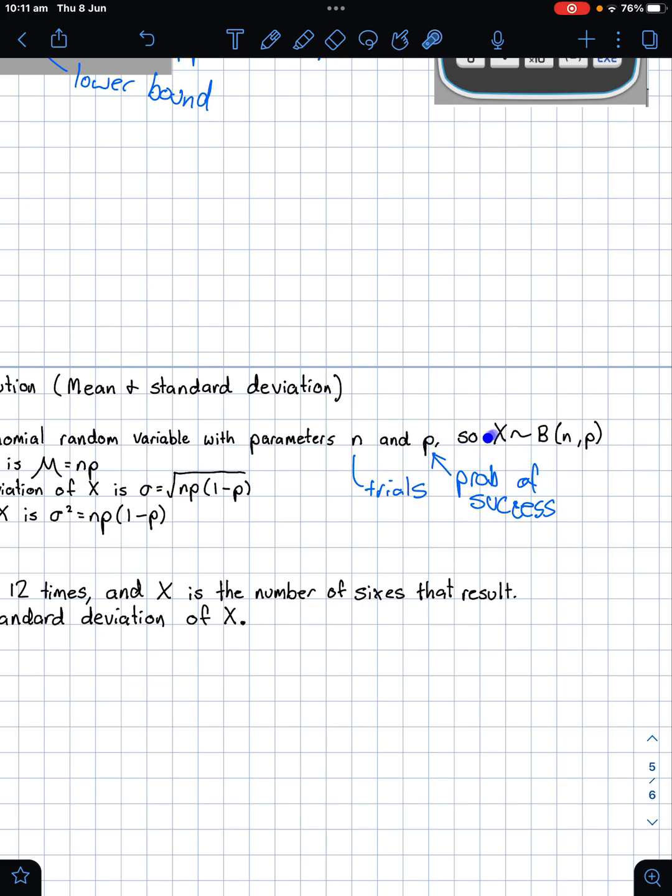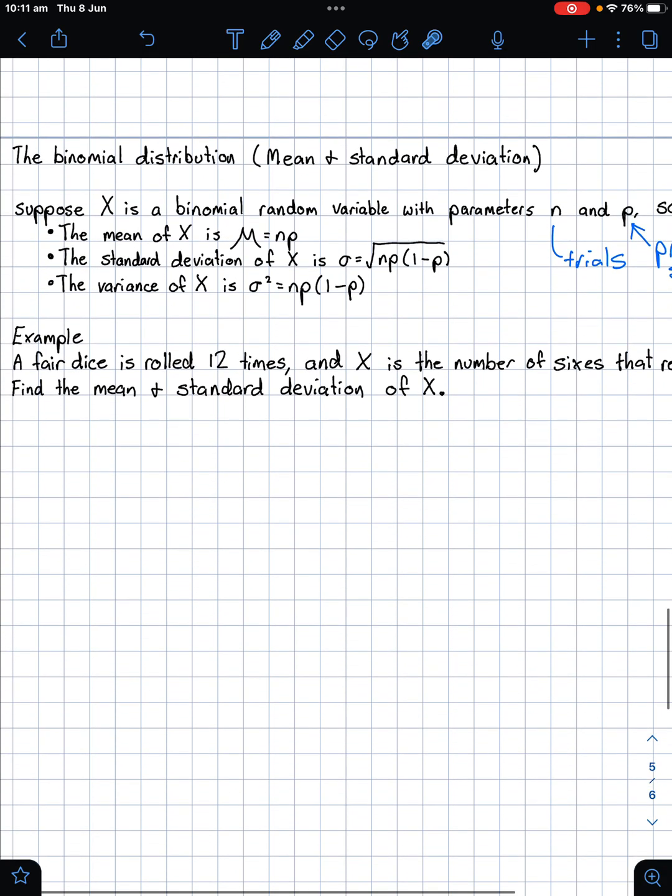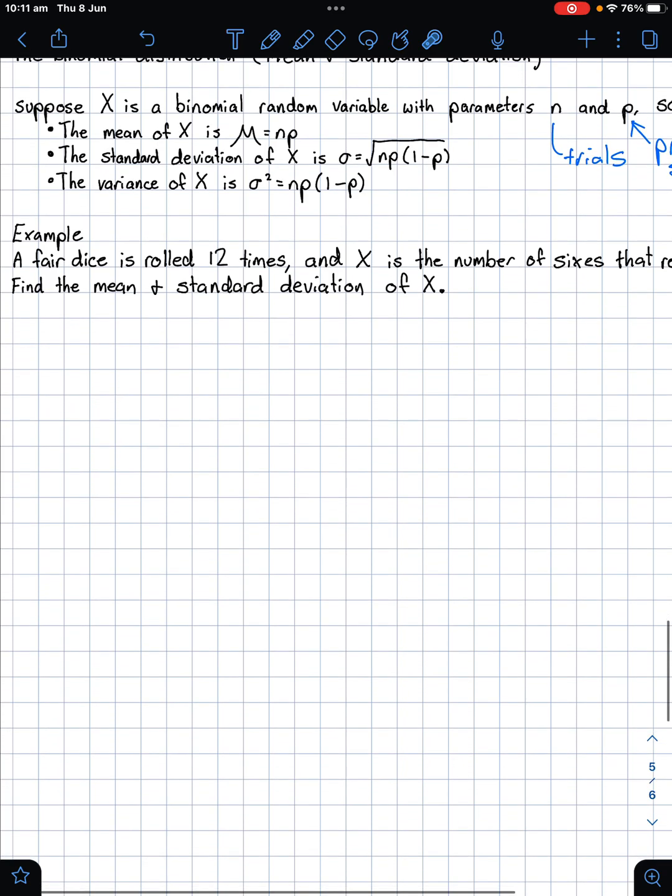Okay, so x is distributed as a binomial distribution with n trials and probability of success p. We can find the mean, which is the expected value: the number of trials times the probability of success. The standard deviation is the square root of the number of trials times p times 1 minus p. The variance is just the standard deviation squared, so no square root sign.